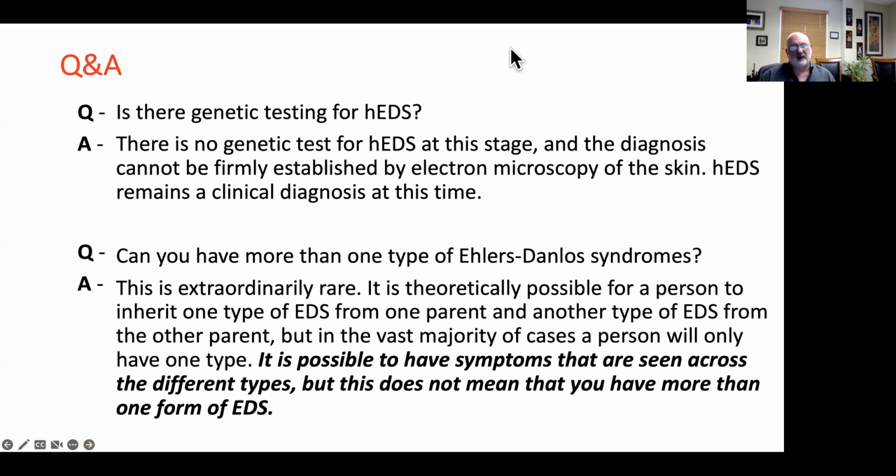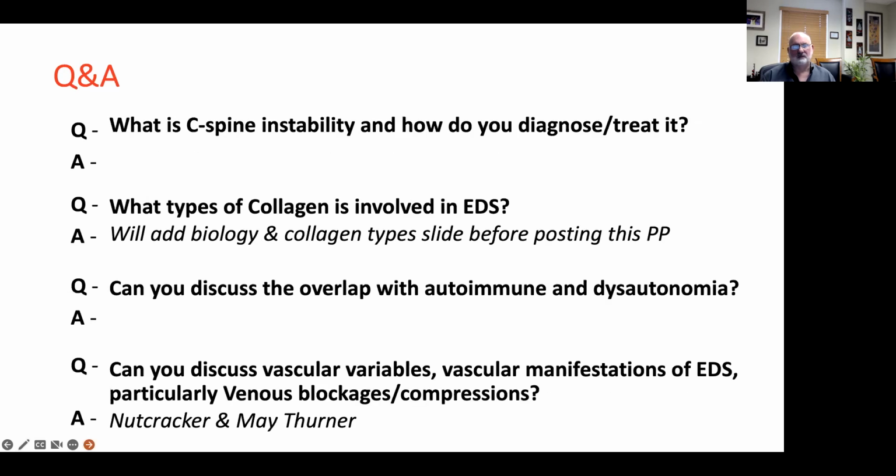Can you have more than one type of Ehlers-Danlos? It would be very rare. I think most people have just one type based on whatever gene you inherited. Okay. And what is C-spine instability, and how do you diagnose and treat it?